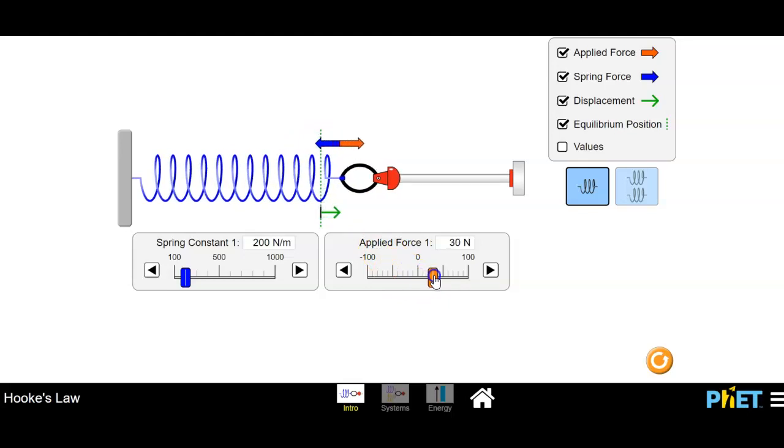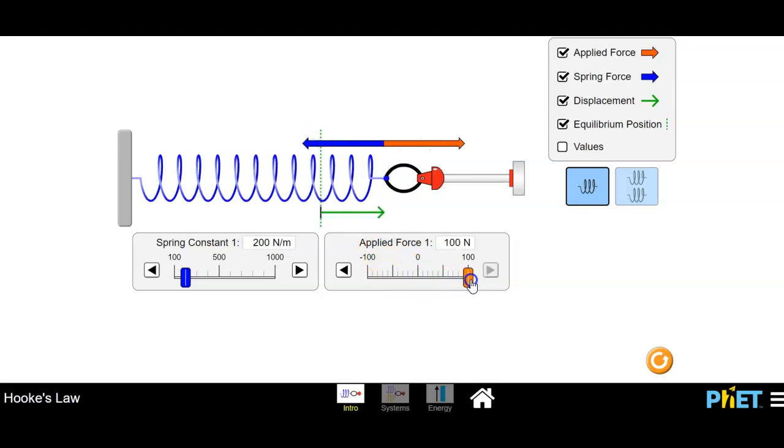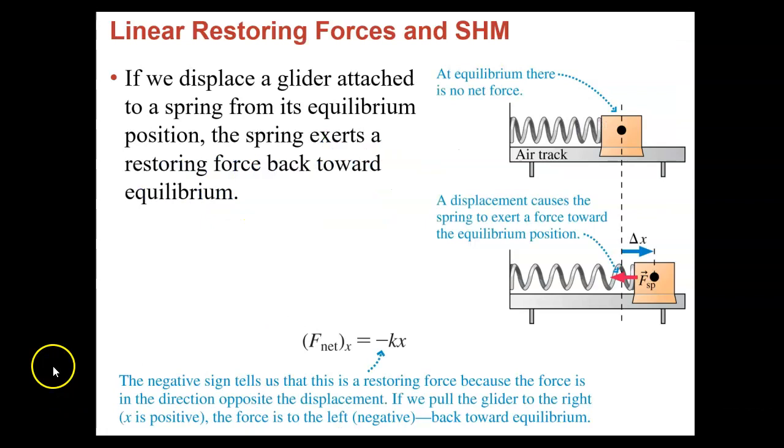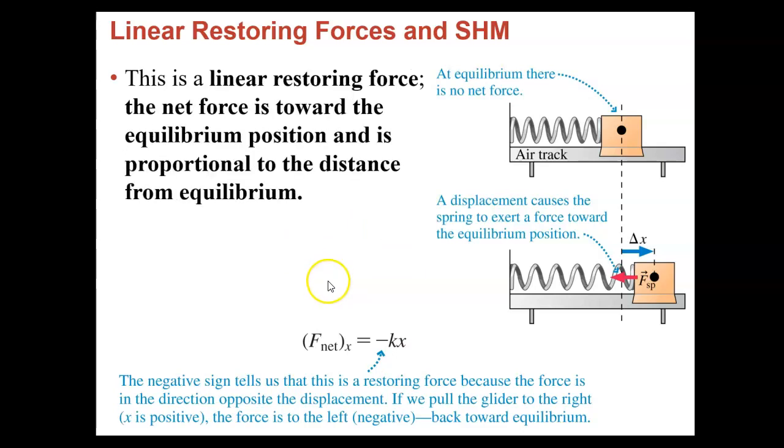Now, if the applied force gets pushed this way, now the restoring force is the blue. The restoring force wants to take it back to its normal position, to its resting position. And this is simply just Hooke's law: force equals spring constant times your displacement. So this is a linear restoring force, the force that wants to take it back to its resting position.